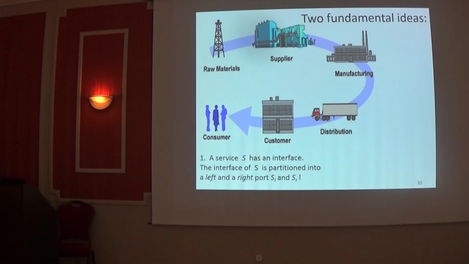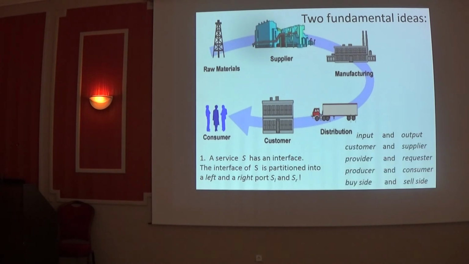Okay. So if all the behaviors of all the components are described as services, we see a service has an interface, and very naturally the interface is partitioned into the right interface and the left interface. So every component has a right and a left, say, partner here. And they are called in different ways. There may be input and output, or consumer, customer and supplier, provider, requester, producer, consumer, buy side, sell side. It's always very typical that you have the interface partitioned into 2.